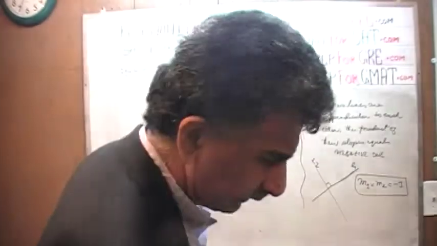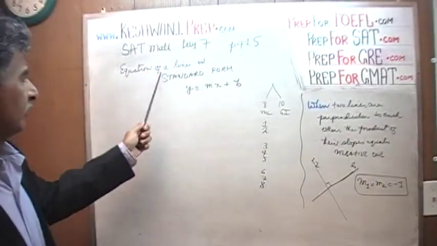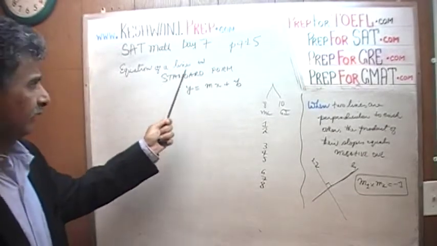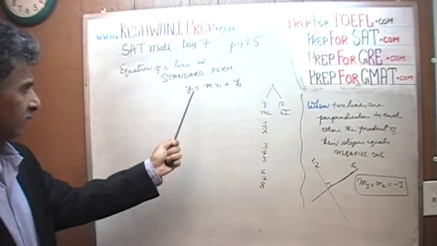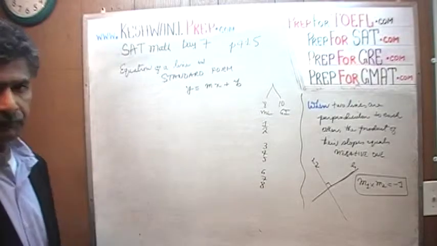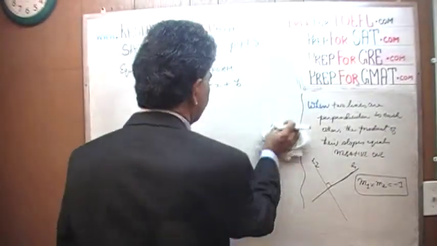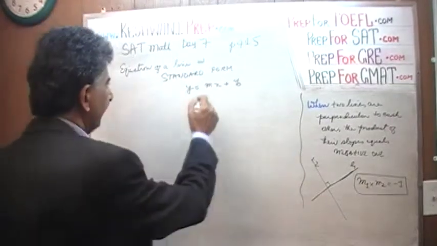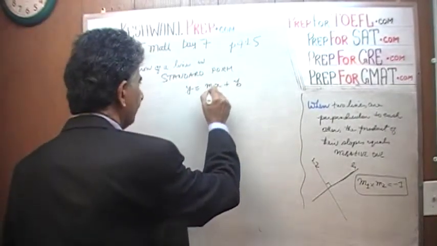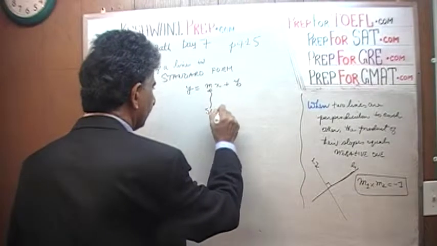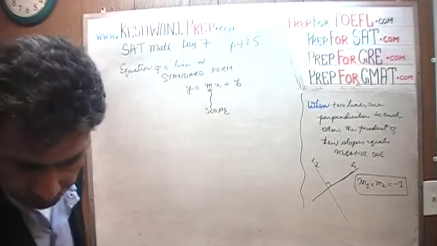First concept is that the equation of a line written in standard form looks something like this: y equals mx plus b. And I'm sure you have seen this before in your schoolwork. Y equals mx plus b, where this m that you see is the slope. So this is problem number 6.